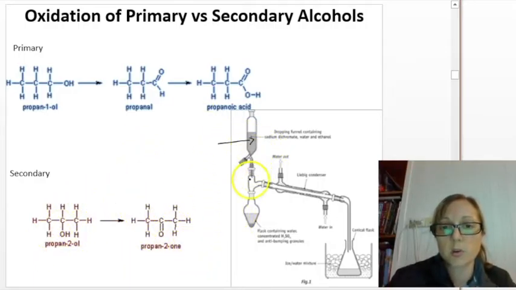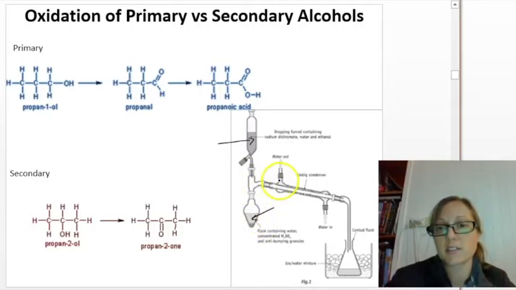In our dropping funnel, we will add in our alcohol, and we've got our acid in the pear-shaped flask. That's because it's with acidified dichromate that we get the oxidation occurring. So what we'll do is reflux it, partly to speed up the reaction, and the other reason being that we want to be able to boil the aldehyde as it's being produced. So as soon as it's being produced, we want to then condense it out and collect it.